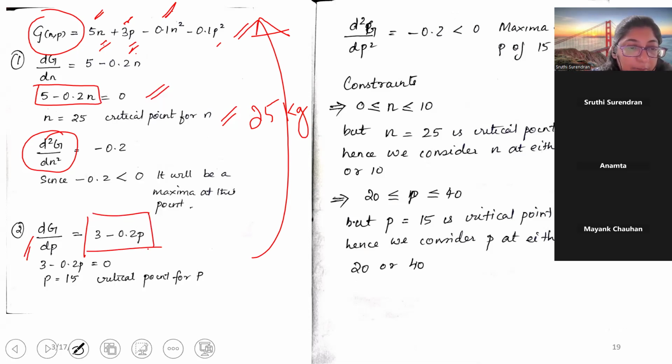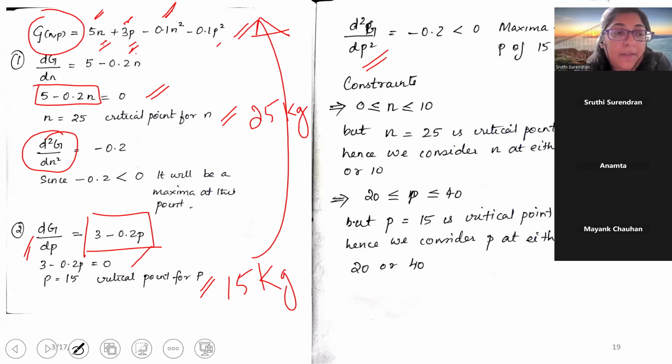Now, when we equate it to 0 in this step, we get that P is equal to 50, which is the critical point for P. So it means that this value of the phosphorus is either going to give us the maximum growth or the minimum growth. And to know whether it is maximum or minimum, we find the second derivative. And in the second derivative, here also we are getting minus 0.2, which is less than 0, as a result of which we understand that we are getting a maximum plant growth at this phosphorus quantity.